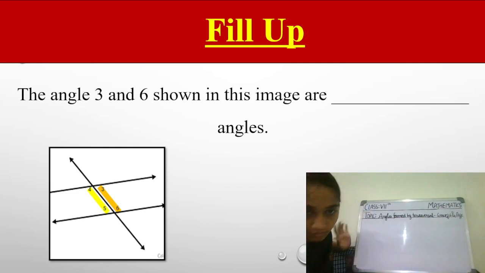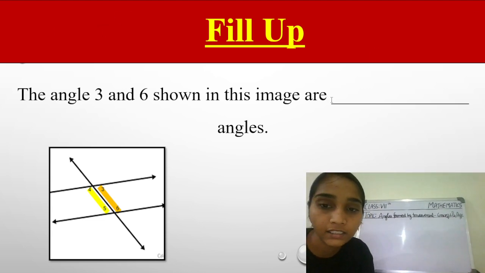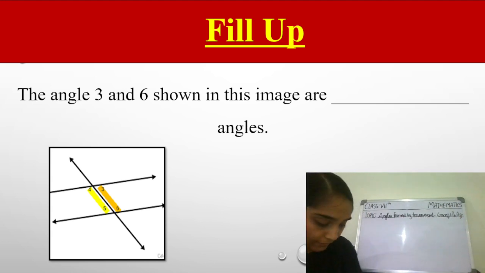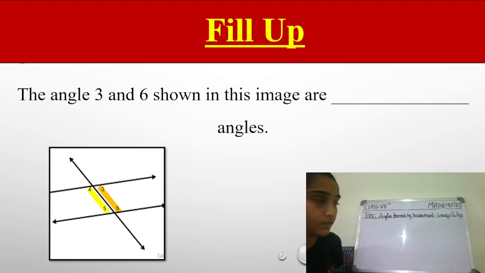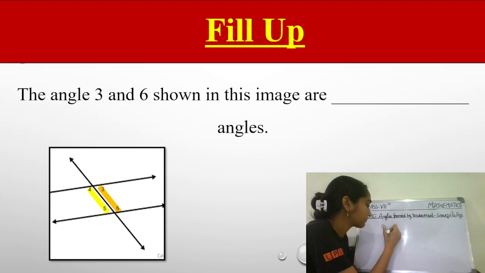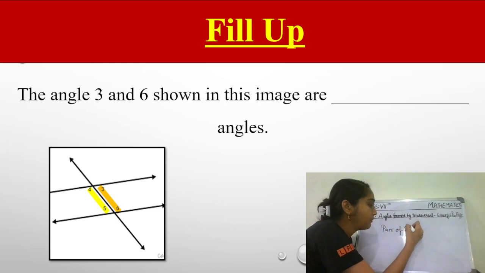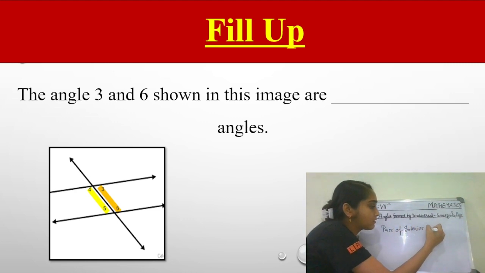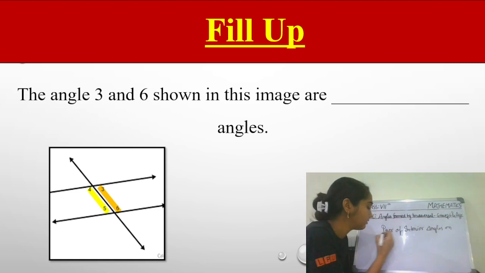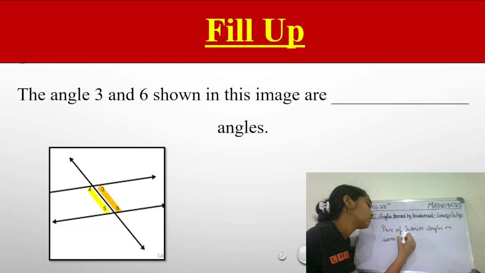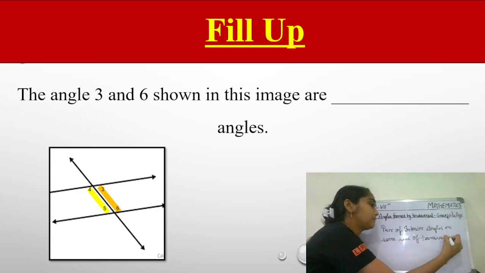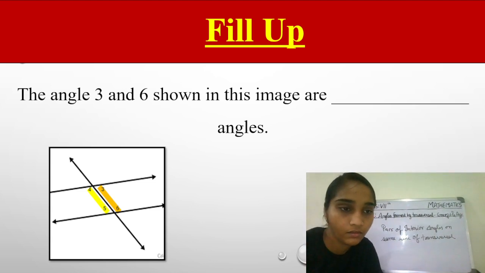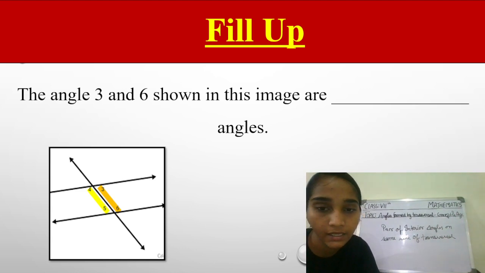So now students, if you have given the answer for the angle 3 and 6 as pair of interior angles on the same side of the transversal, let me write on the board, then you are absolutely correct. This will come in this blank: pair of interior angles on same side of transversal. Yes, so are we clear with it? I hope there is no doubt now.